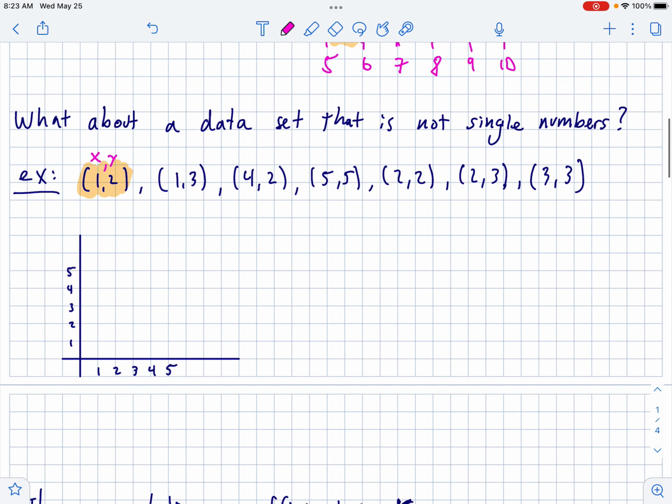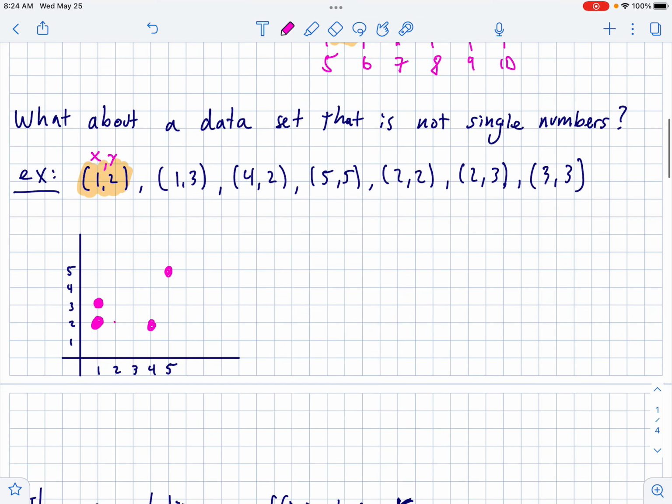So if I wanted to, I could sketch a graph of these points. Each of these is an X and a Y. So 1, 2 is like over 1, up 2. So that's 1, 2. Then 1, 3 is over 1, up 3. 4, 2 is over 4, up 2. 5, 5 is over 5, up 5. And then 2, 2 is right here. 2, 3 is here. And 3, 3 is here.